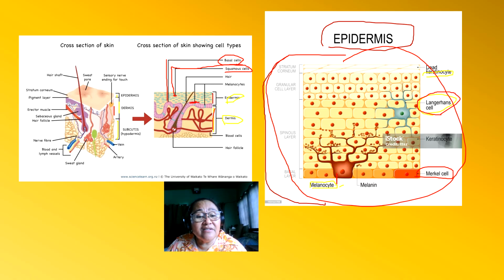Okay, so we also have the last one, which is the hypodermis. This part is the hypodermis. We call this one the subcutaneous tissue. This is the deeper layer, consisting mainly of fat and connective tissues.